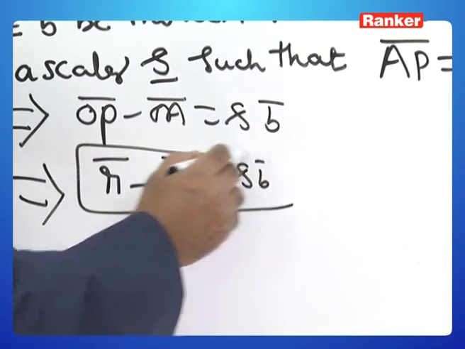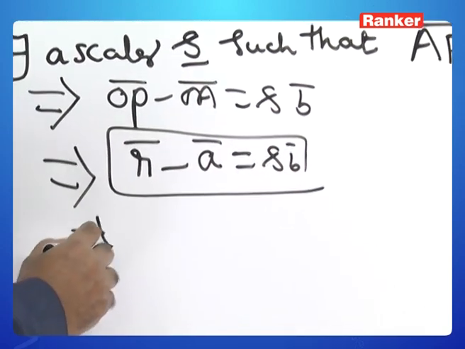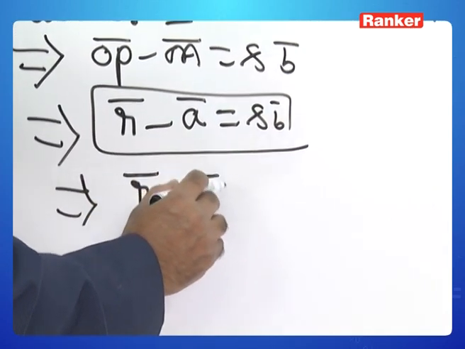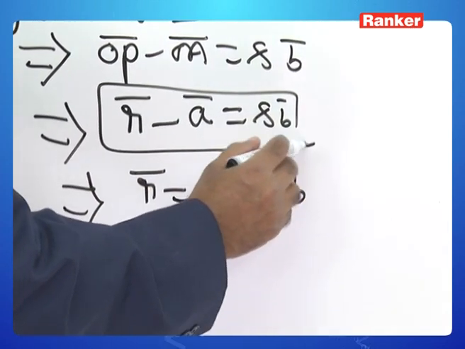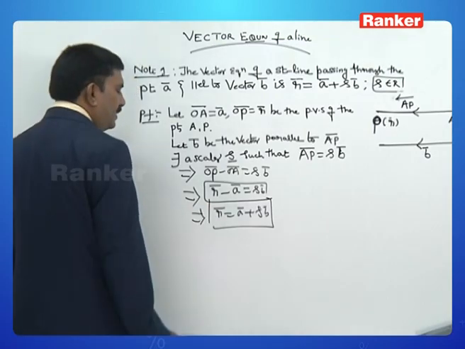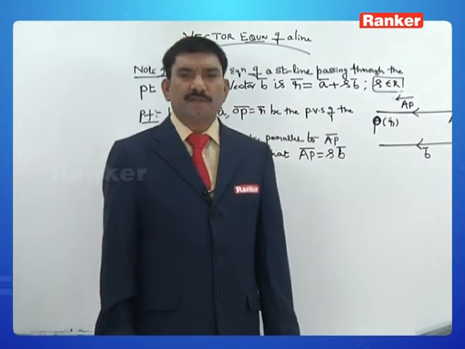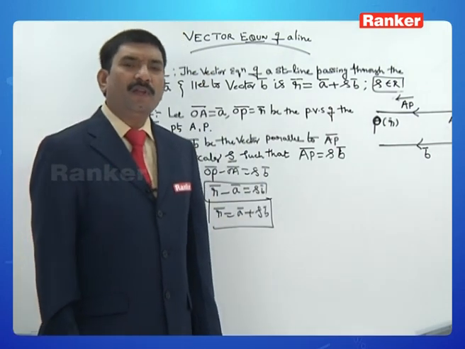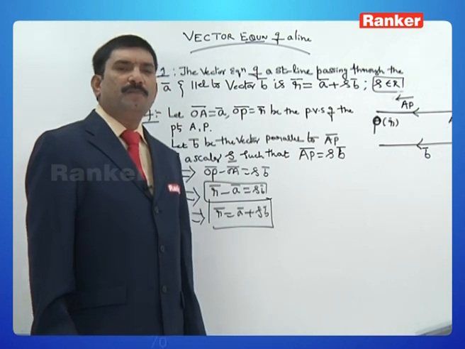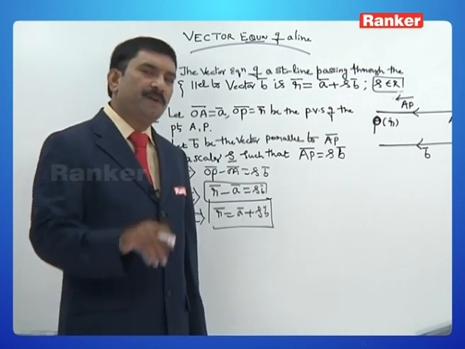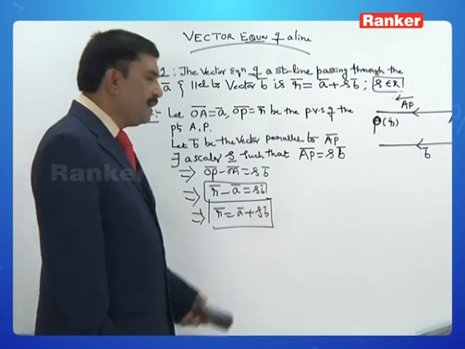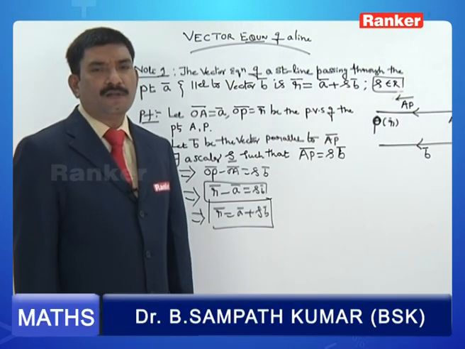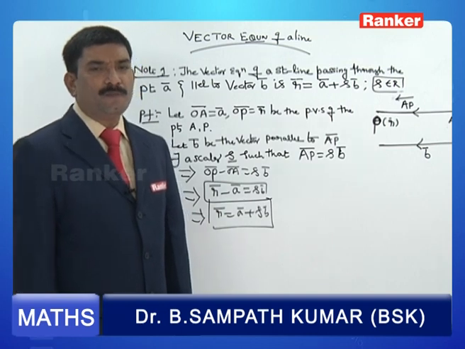So therefore, now I can write this one as R bar is equal to A bar plus SB bar. This represents the vector equation of a straight line passing through the point A bar and parallel to vector B bar, given by R bar is equal to A bar plus SB bar.